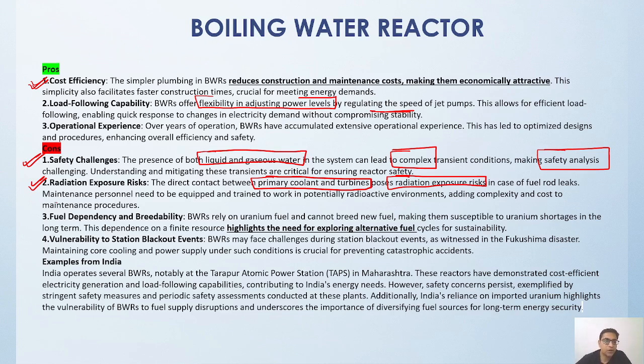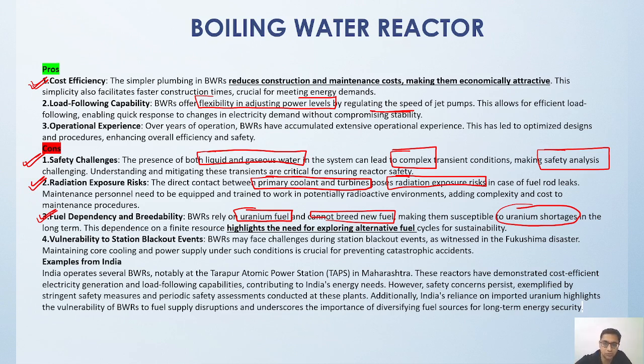Okay, then fuel dependency and breedability. Obviously we are relying on uranium fuel over here, and we cannot breed new fuel. Okay, so if proper uranium shortage is not covered, these reactors will become useless in the coming future. So we have to make sure that we make reactors in such a way that they can breed fuel, or else we increase the supply of uranium. Okay, so there is a need to explore alternative fuel cycles. Fuel cycle means any other fuel cycle which we can utilize, so that the fuel from this stage is utilized in the next stage also.